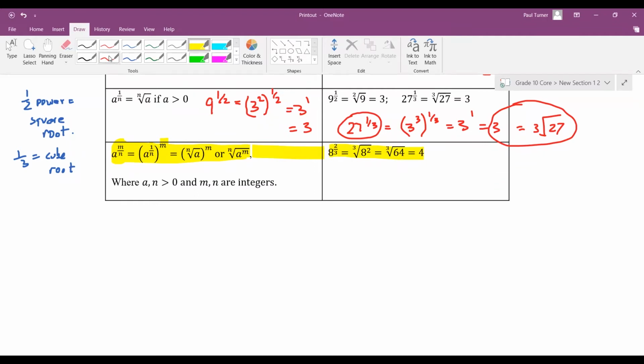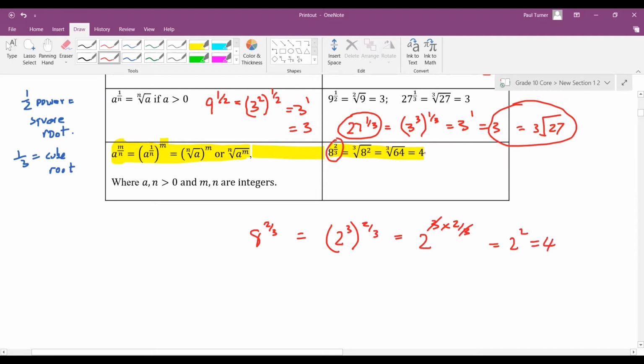But there's another way that I think you should do this in the test. So if you've got 8 to 2/3, the first thing that you should do is change your 8 to a base and a power. So 8 we know is 2 cubed, don't we? So 8 is 2 cubed, and this is 2/3. So that's 3 times 2/3. That 3 will cancel. You'll get 2 power 2, which is 4, which is the same as you got here. This is the way you should show me when you do the work in the book, okay?